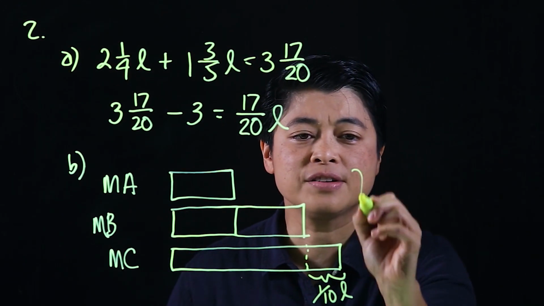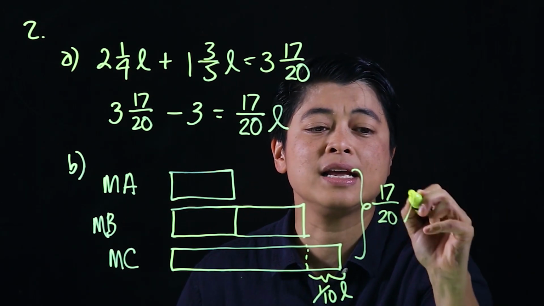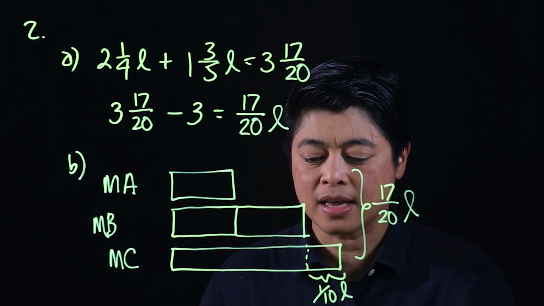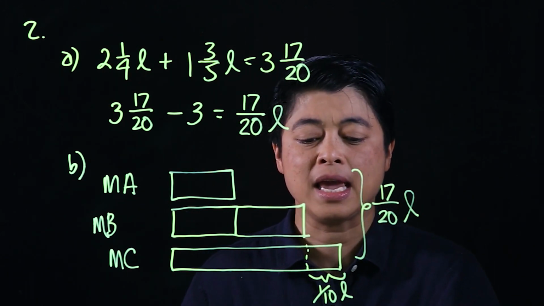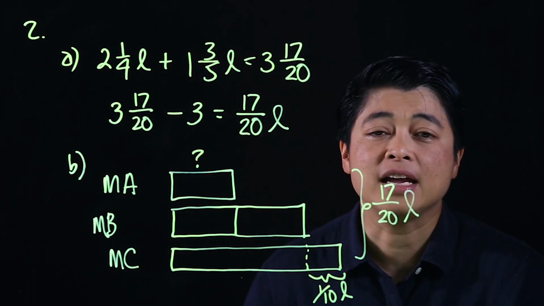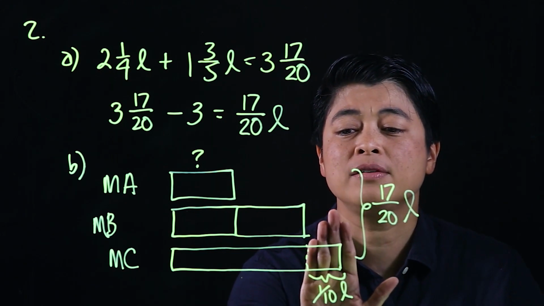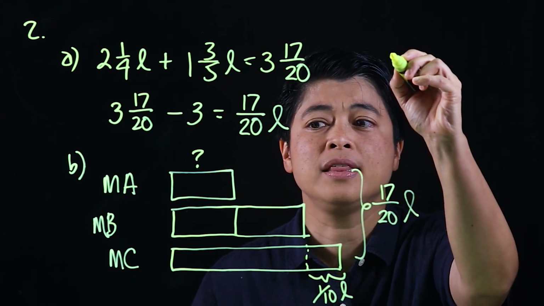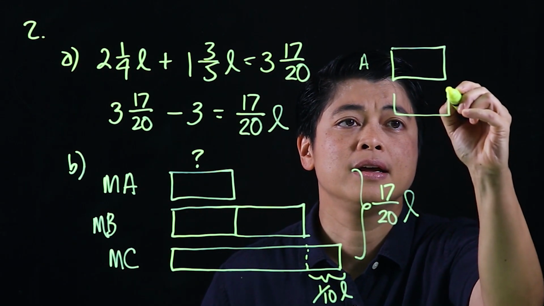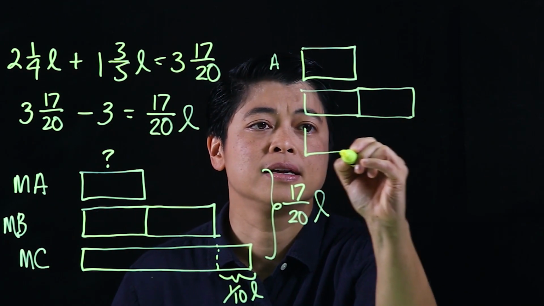So if this right here is the 17 over 20 liters, the question is how much is in mug A? Find the amount of fruit punch in mug A, expressed in simplest form. So we're looking for this. Which means what we want to do is remove this. If we remove that, we end up with A, B, and C.